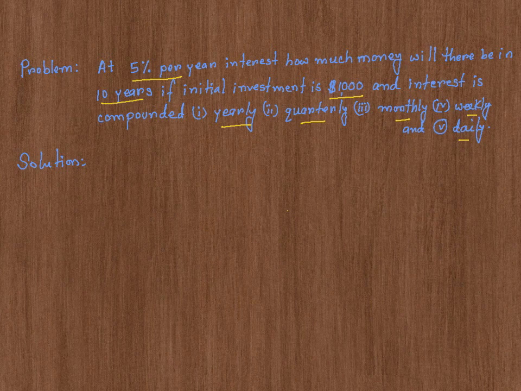Amount of money after T years, let's call it P of T. The amount of money in an account after T years is P of T equals P0, the initial investment, in our case $1,000, times 1 plus R over N. R is the interest rate. N is the number of times in a year interest is collected. The whole thing raised to the power NT, N times T.